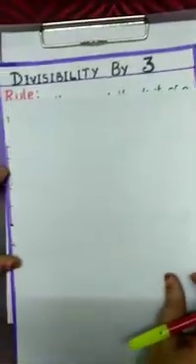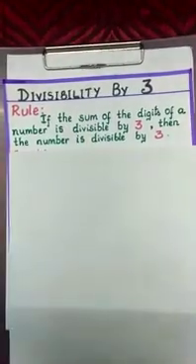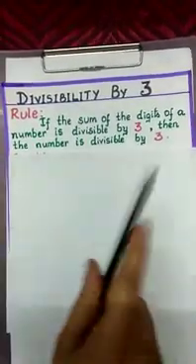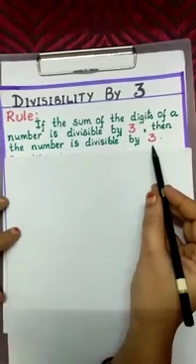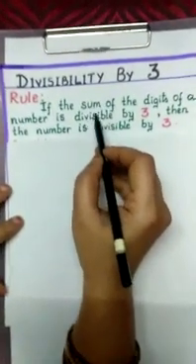That is divisibility by 3. The rule for divisibility by 3 is, if the sum of the digits of a number is divisible by 3, then the number is divisible by 3. What do you mean by sum here? The result of addition.